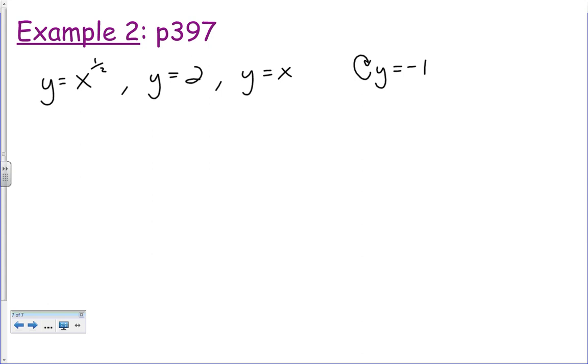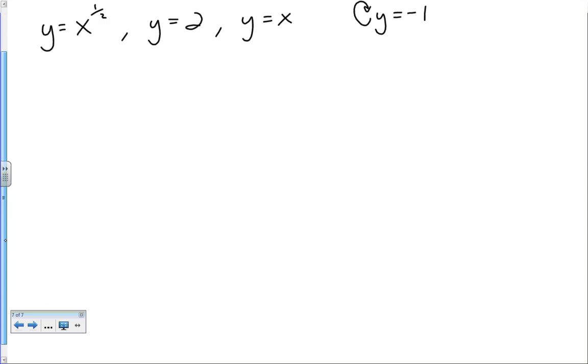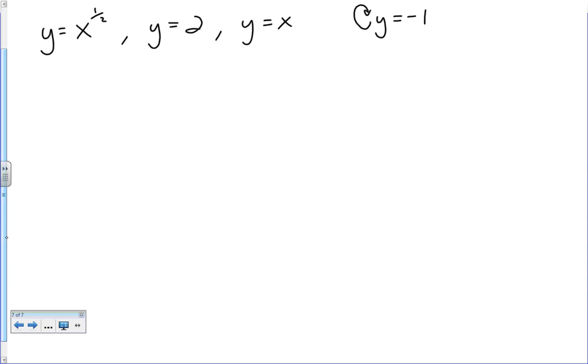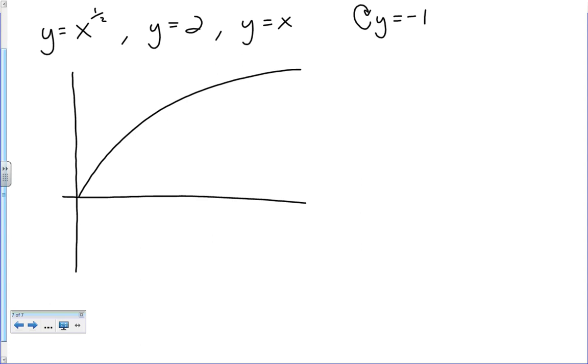Okay, so let's first sketch the region that they're talking about. You can use your calculator to help you sketch this if you need to, but I think we can sketch this without our calculator. So let's say that this is our x-axis, and the square root function, we know, looks like this, and the line y equals 2 is a horizontal line right there at 2, and then the line y equals x would look kind of like this. All right, so there's our 3 functions they gave us.